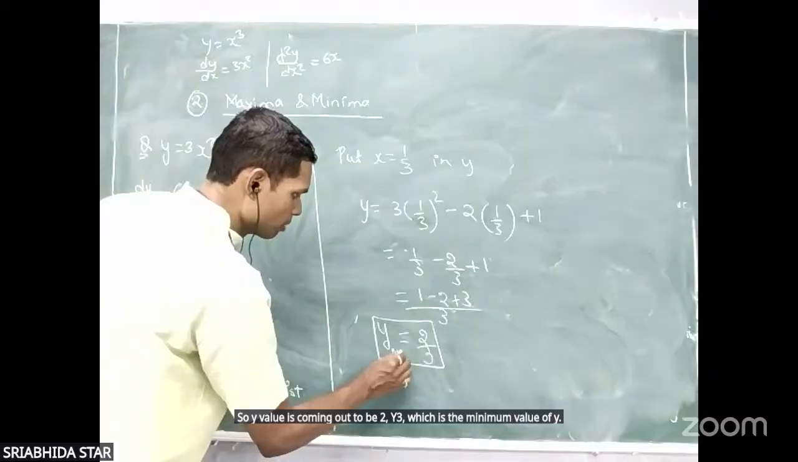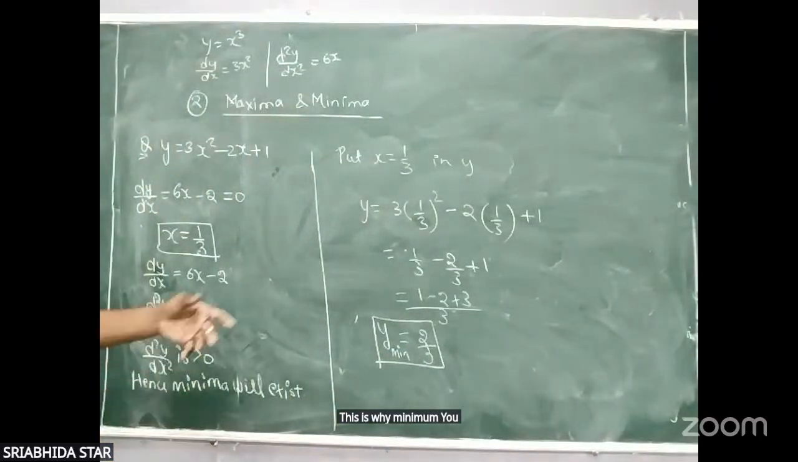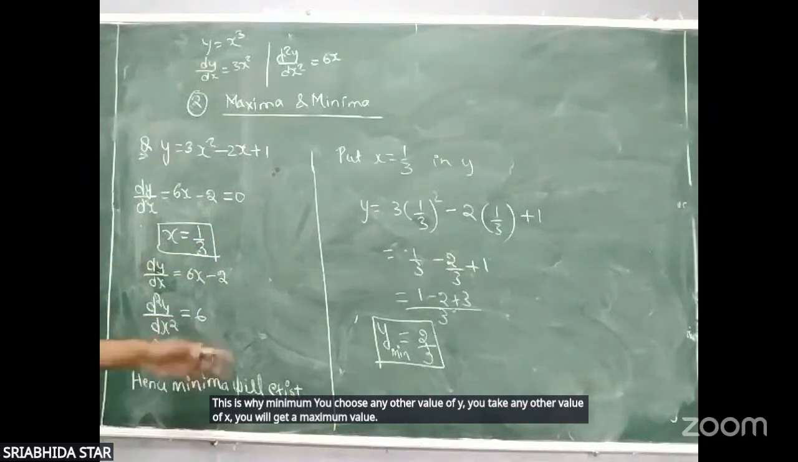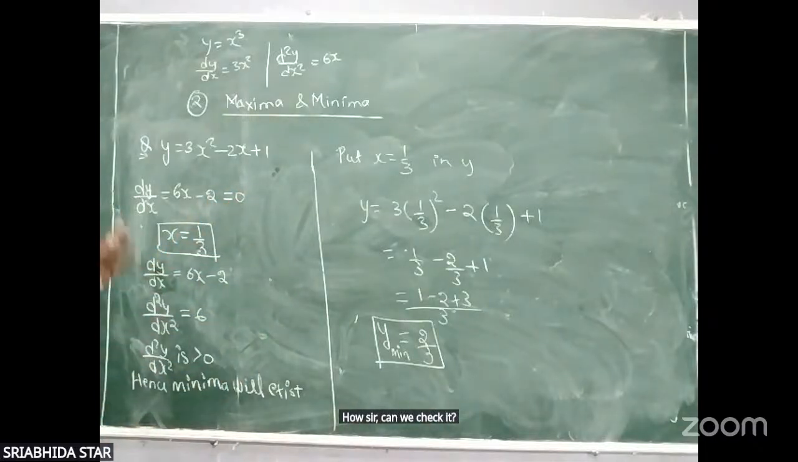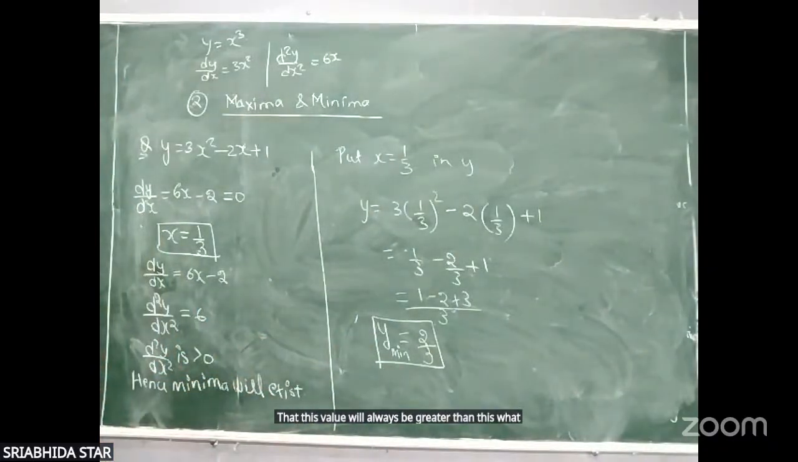This is y minimum. You choose any other value of x, you will get a greater value of y. How, sir? Can we check it? First, you write it down up to here. Then we will check it for other values of x also, that this value will always be greater than the value we are getting.